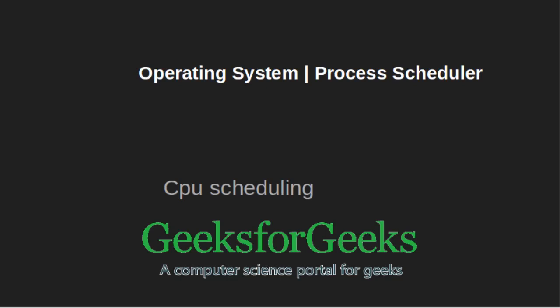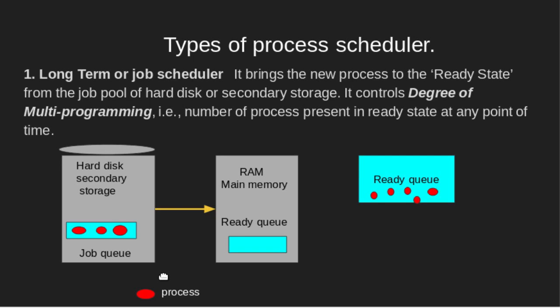Today we are going to learn about process schedulers and their roles in operating systems. Types of process scheduler: long-term or job scheduler. It brings the new process to the ready state from the job pool of the hard disk or secondary storage.